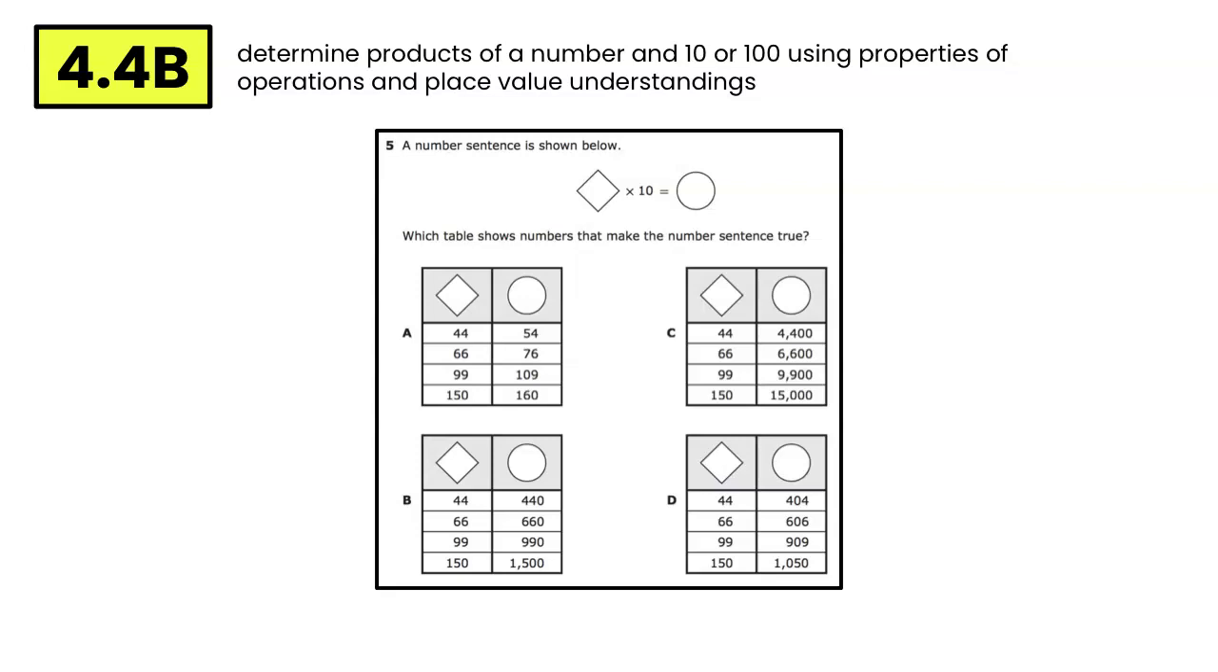Well, in order to do that, what had to have happened is you had to add 10 to each of these numbers, not multiply by 10 as the number sentence tells you to do. Therefore, A is the incorrect answer.